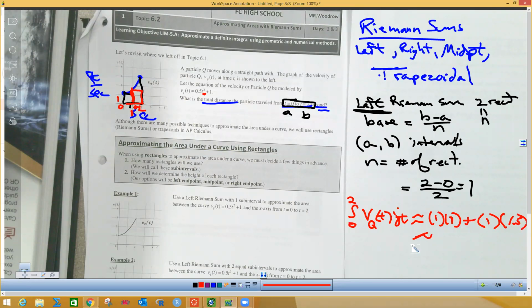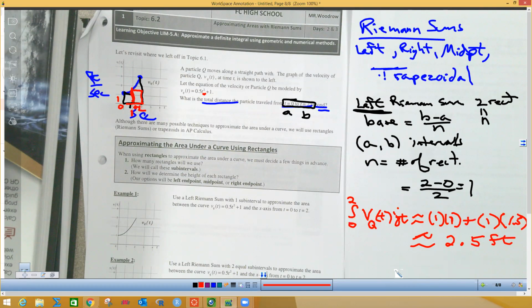Now you could quit right there, but if you don't, you can simplify this to 2.5. And this would be feet. And the reason it's feet is because I'm taking feet per second times seconds, and the seconds cancel. So I would say that this particle Q traveled a total of 2.5 feet from t equals 0 to t equals 2 seconds. How many are thumbs up on that?